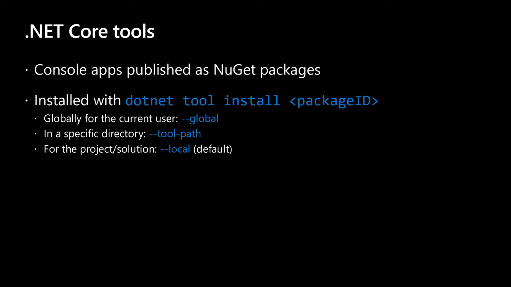It is installed with the CLI command .NET tool install, and then you pass the package name. And then you have a few different options on how to install. You can install for the current user with --global, in a specific directory with --tool-path, or the default mode, now in 3.0, which is new, is the local tool. And it's for your project or solution.